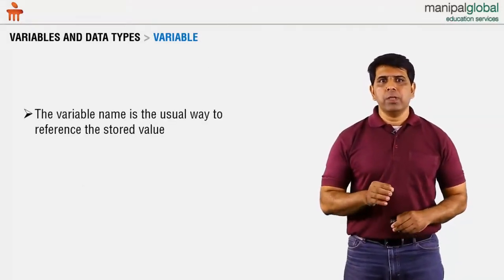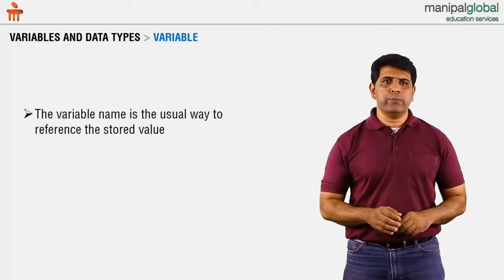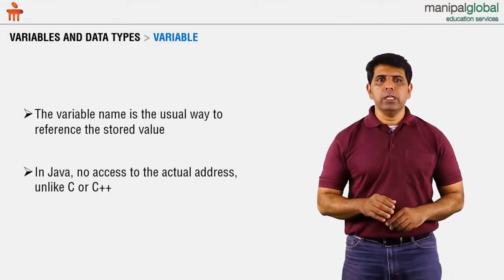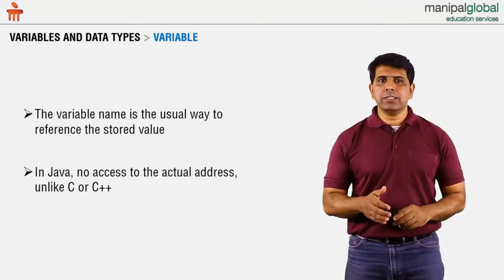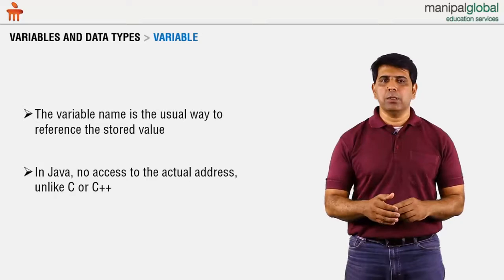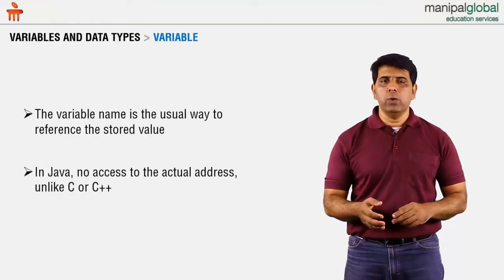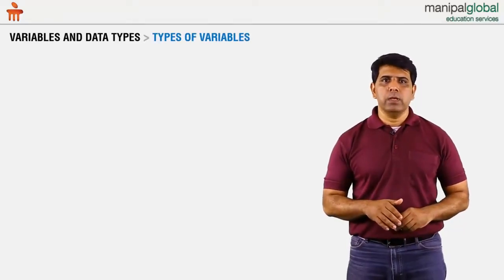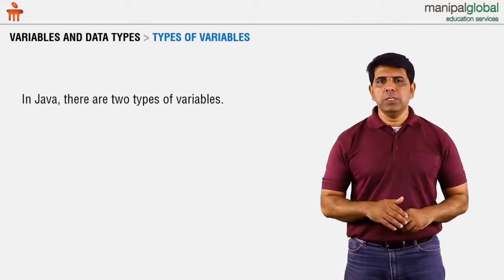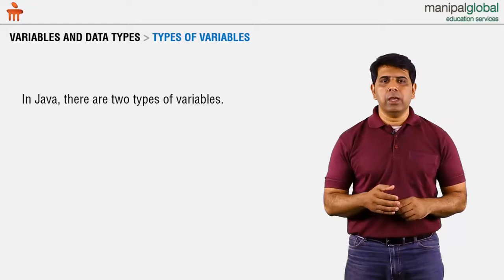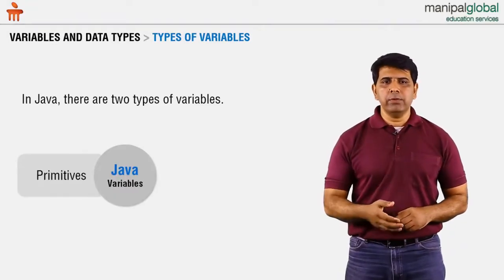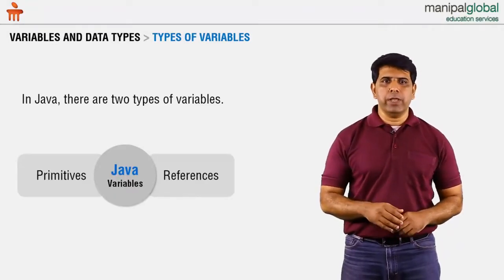A variable name is the usual way to reference a stored value. In Java, there is no access to the actual address, unlike C or C++. And you have something called pointers in C and C++, which you don't have in Java. There are two types of variables in Java. So if you want to create a variable, you need to first decide, hey, is this a primitive or is this a reference kind of variable?